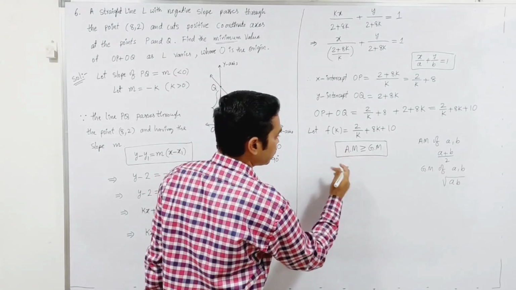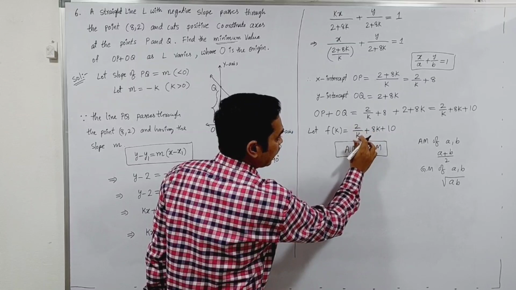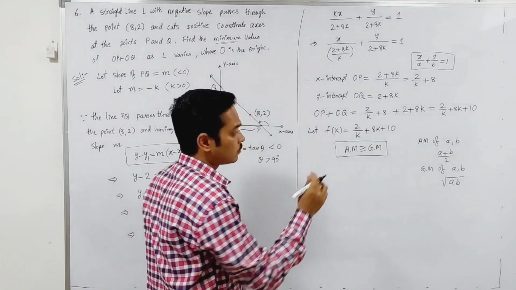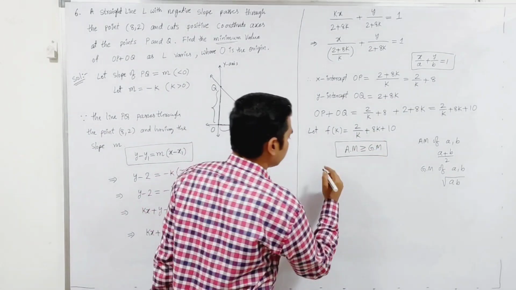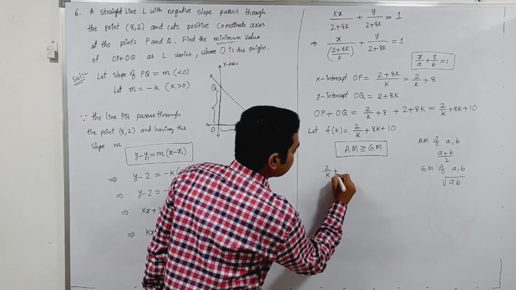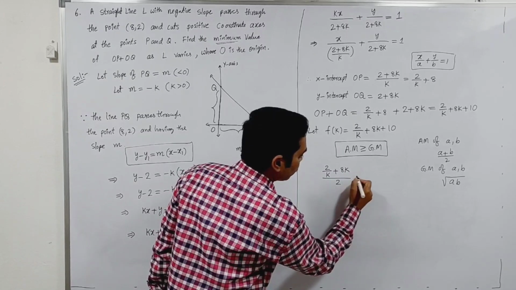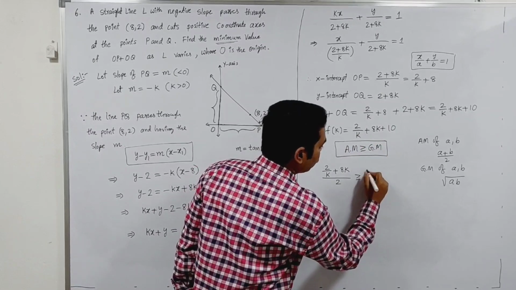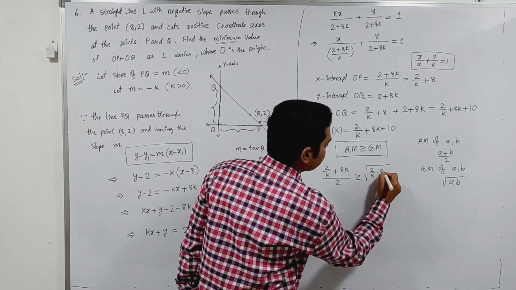Now apply this concept. Arithmetic mean of first two terms, that is 2 by k is treated as a and 8k is treated as second value. First value, second value. First number, second number. Okay, two values. Now apply arithmetic mean. 2 by k plus 8k, a plus b by 2 is greater than or equal to geometric mean of first two terms, under root of first term, that is 2 by k into second term, that is 8k.